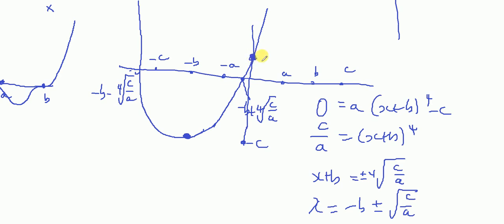And to find this one here, it's going to be A times B to the power of 4 minus C, because when x is equal to 0, that gives you B to the 4, so A times B to the 4 minus C is what my y-intercept is.